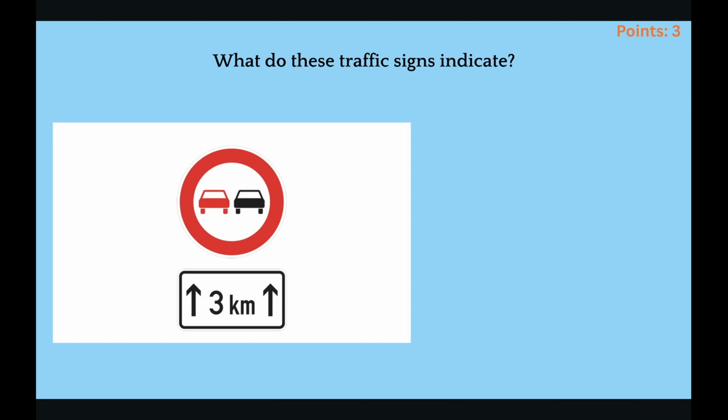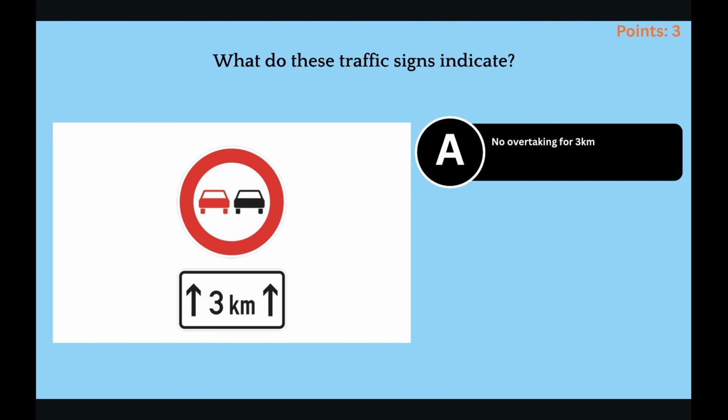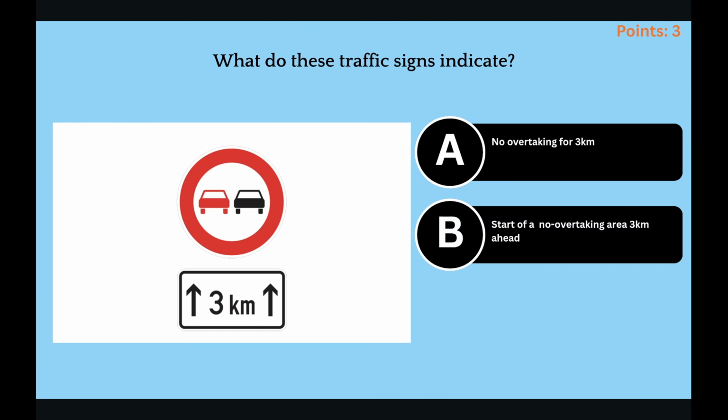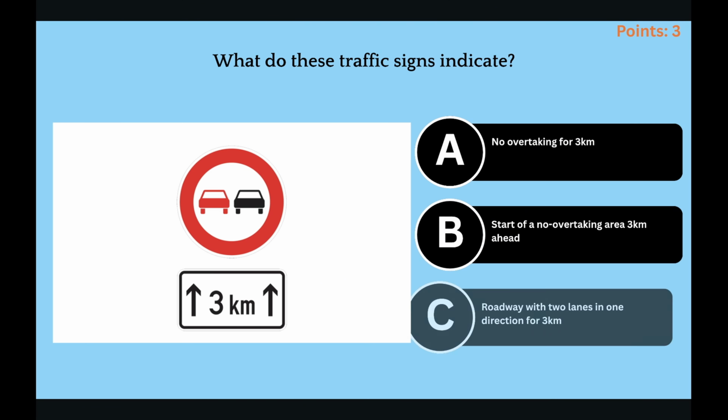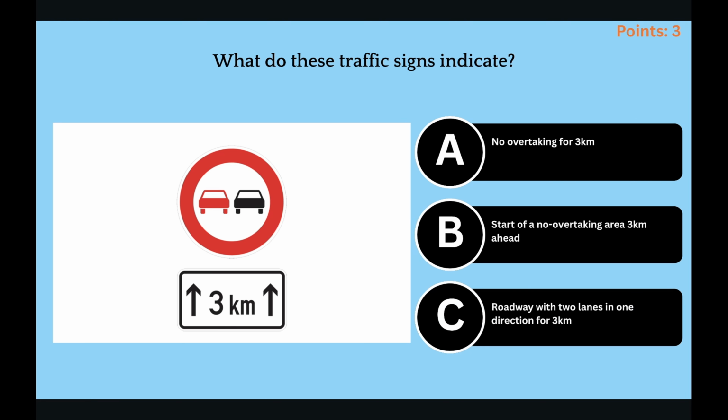What do these traffic signs indicate? A. No overtaking for 3 kilometers. B. Start of a no overtaking area 3 kilometers ahead. C. Roadway with 2 lanes in one direction for 3 kilometers.